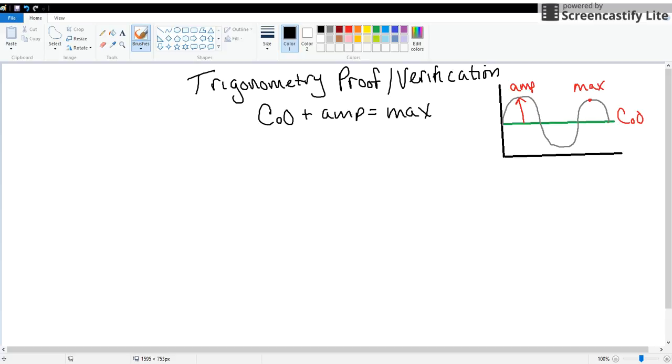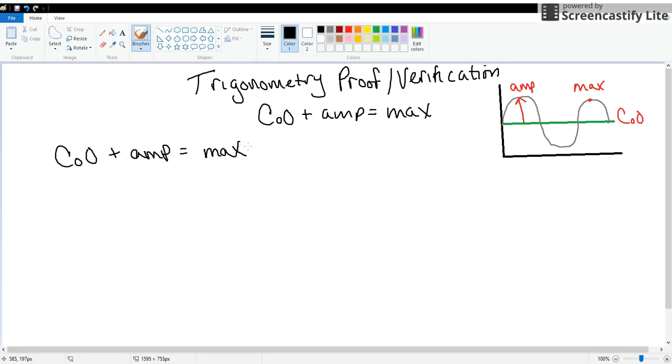Welcome to a trigonometry proof/verification in which we will be confirming that the center of oscillation plus the amplitude of a trigonometric function is equal to the maximum value of that trigonometric function. Okay, so let's start off with what we know, or what we think we know, rather. So we think we know that the center of oscillation plus the amplitude is equal to the max.